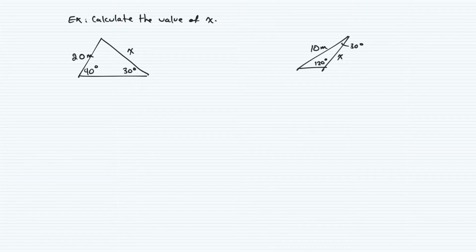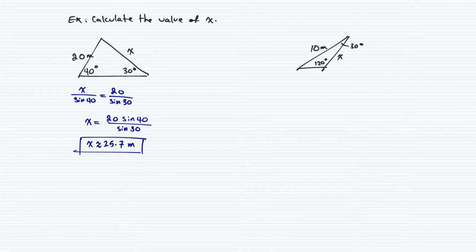So let's write that out. x over sine of 40 is equal to 20 over sine of 30. And we can rearrange this and write it as 20 sine 40 over sine 30, and we can put that in our calculator and we would get that x is approximately 25.7 meters, and I am going to highlight that.